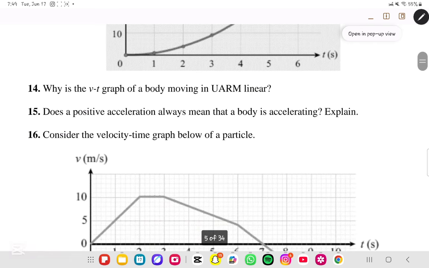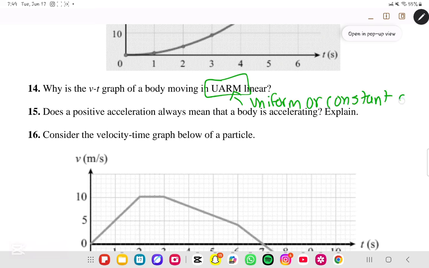We move on to question number 14. It said, why is the velocity time graph of a body moving in UARM linear? Very simply, UARM means uniform or constant acceleration. And in a velocity time graph, the slope is equal to the acceleration. So if the acceleration is constant and the slope is equal to the acceleration, then for sure it's going to be linear. It's going to be a straight line, basically.